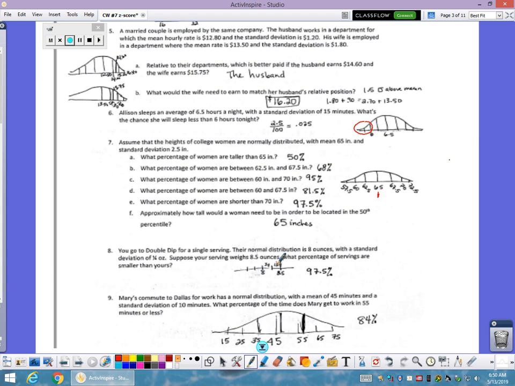Is it between 8 and 8.5? Doubled it for a single serving. The normal distribution is 8, with a standard deviation of a quarter ounce. Suppose your serving weight is 8.5. What percent of servings are smaller than yours? So I went to 8.5. I took 50% and then added anything above 50% to get up to 8.5. So I added those, got 47.5, and then added 50 on because we also included everything that was less than that 8.5.